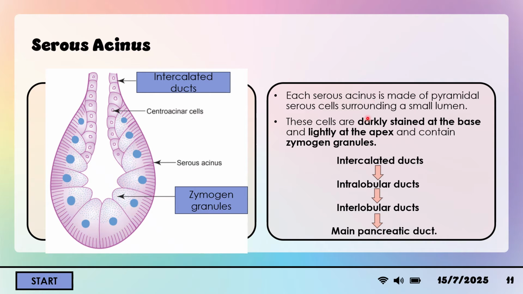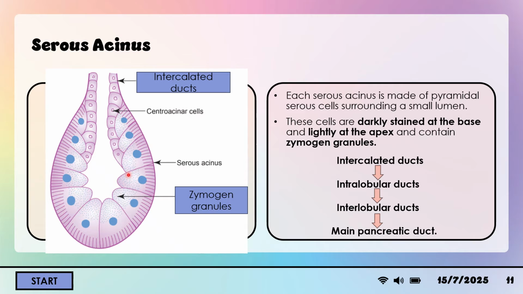They are small granules. There are no myoepithelial cells. Instead, there are myofibroblast-like cells called pancreatic stellate cells found encircling the base of the acinus in the periacinar connective tissue. So some acini exhibit pale staining centroacinar cells within the lumen. So first we see the centroacinar cells.